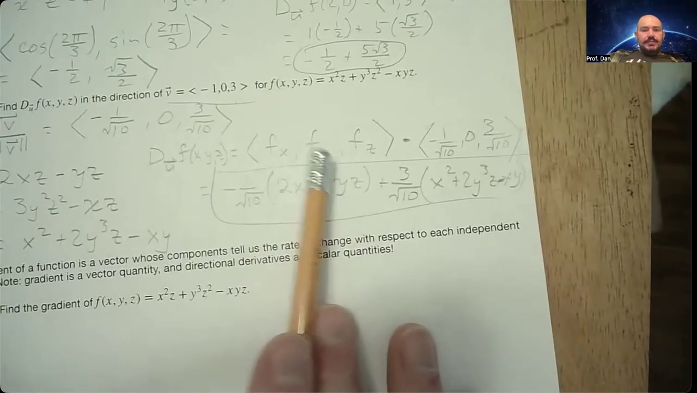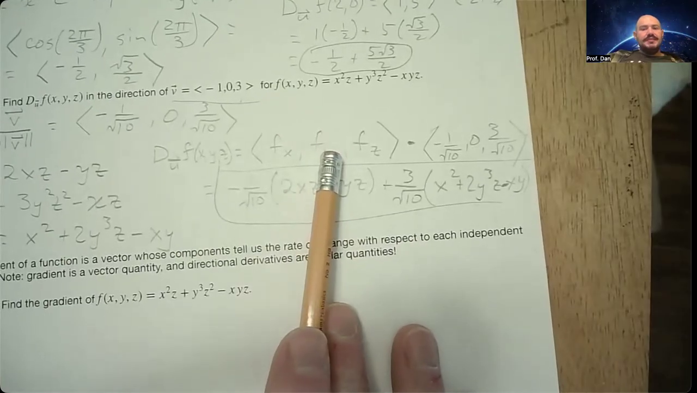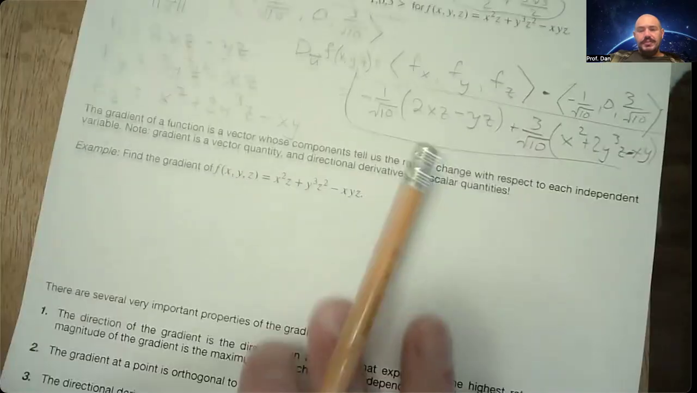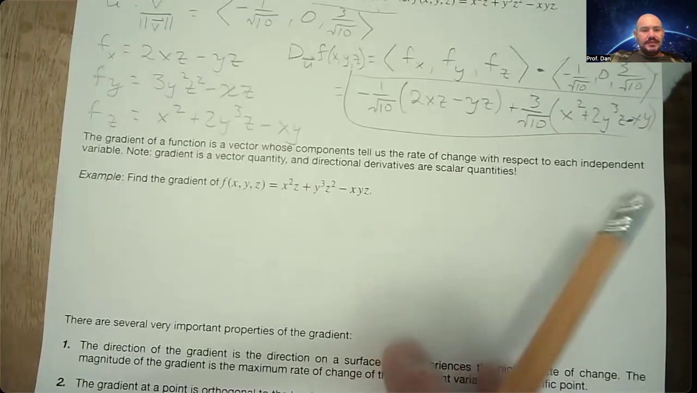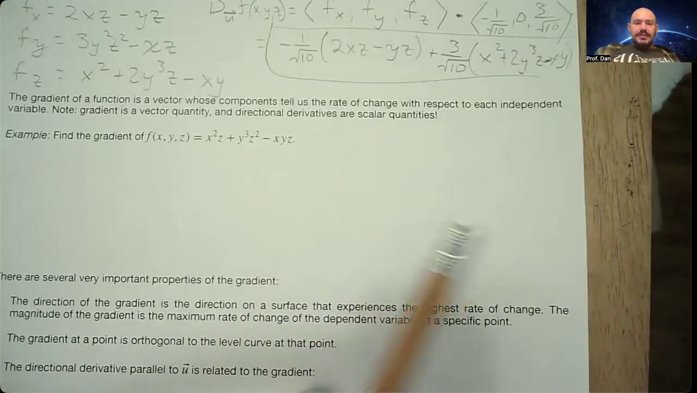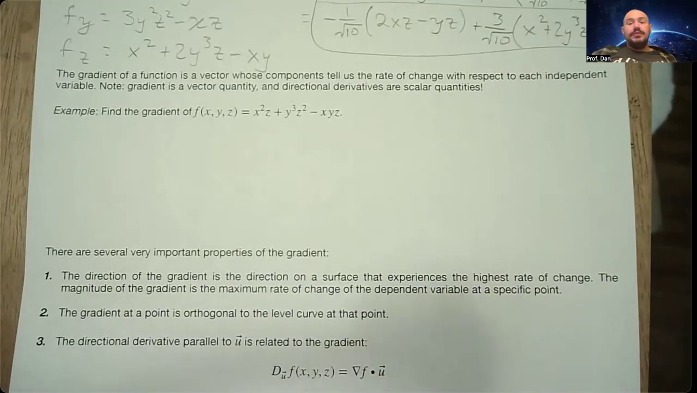All right, now I mentioned that this guy had a special name. That name is gradient. Yep, the other major topic for this lesson. So a gradient is a vector quantity.